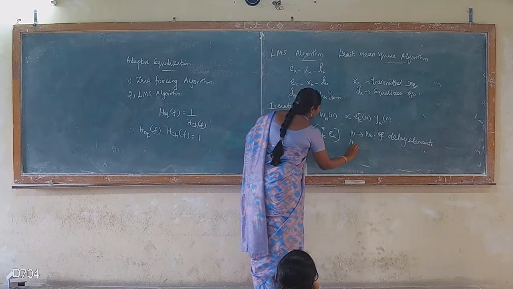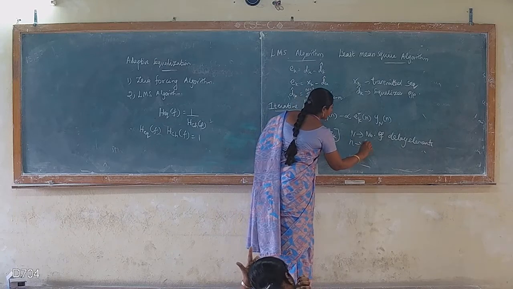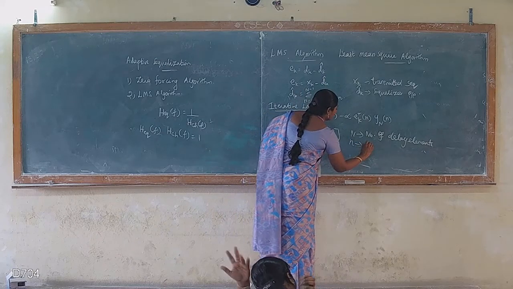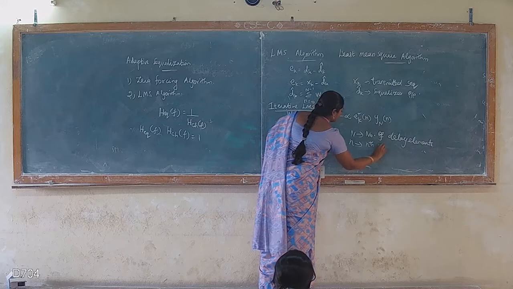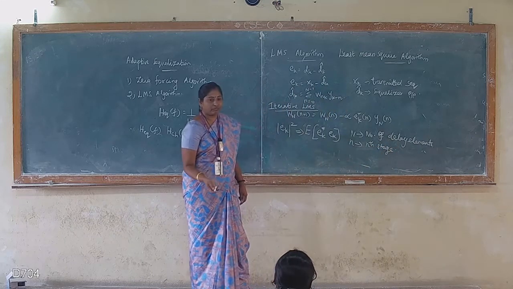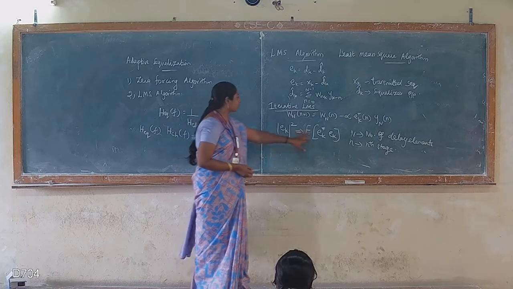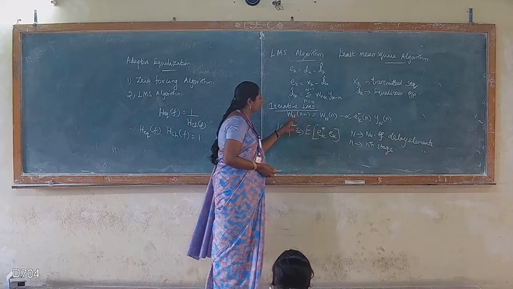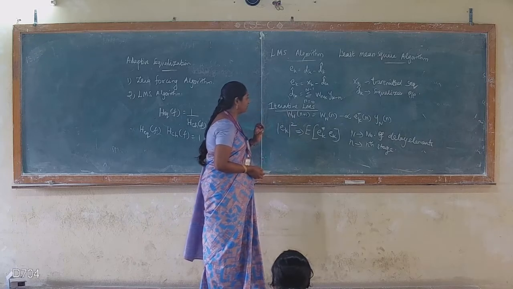And small n represents the stage, that is the number of iterations. Okay, so n means nth stage. How many iterations are we taking? n may be 10 or 15, anything we can take. So small n is the number of iterations and capital N represents the number of delay elements.